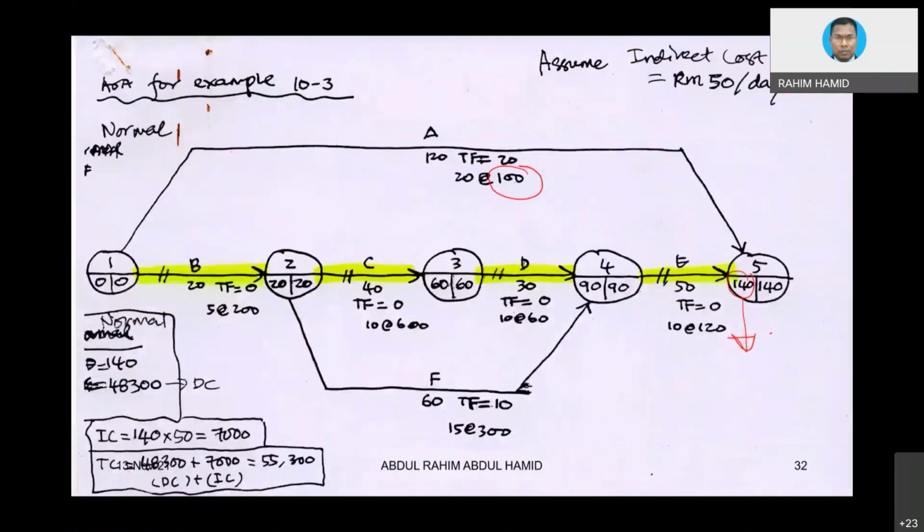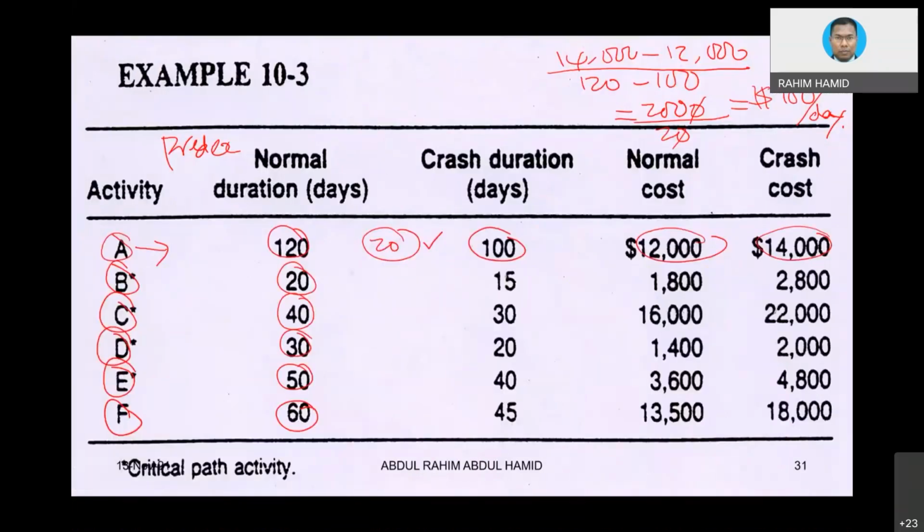For instance, activity A: 100 is the cost slope, and you can crash a maximum of 20 days. That is what the data is given. So if you do that, you calculate the cost slope for each of the activities.